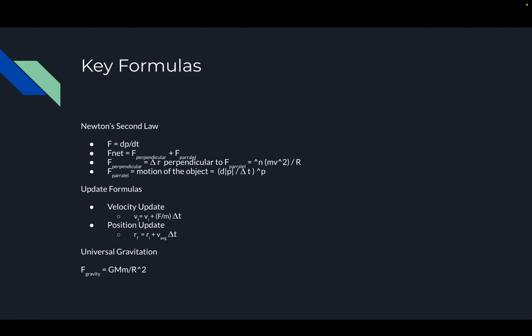We're also going to need to know our velocity update formula, which is Vf equals Vi plus force over mass times delta t, and our position update, which is going to be Rf equals Ri plus velocity average times delta t. And then, of course, we've got universal gravitation there, which is going to be the force of gravity is equal to the gravity constant times the mass of the larger object times the mass of the smaller object over the radius of the two squared.